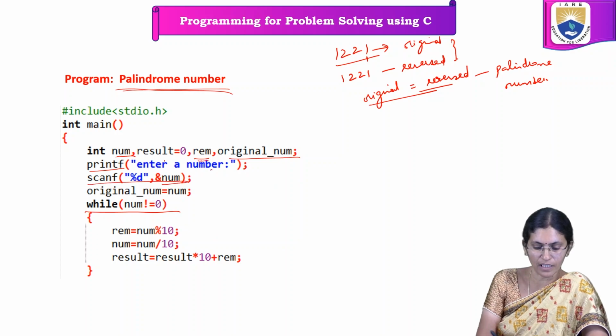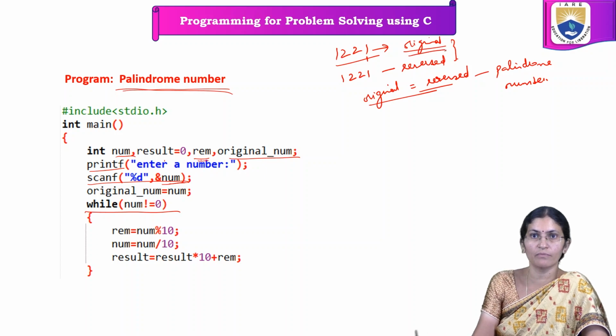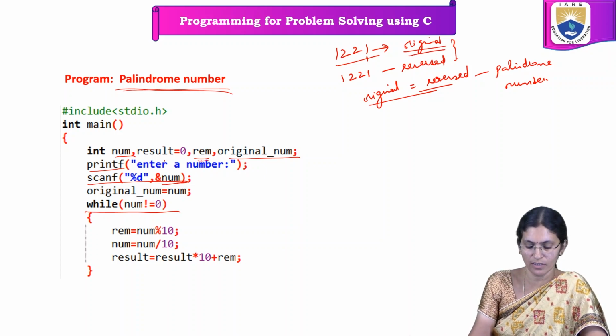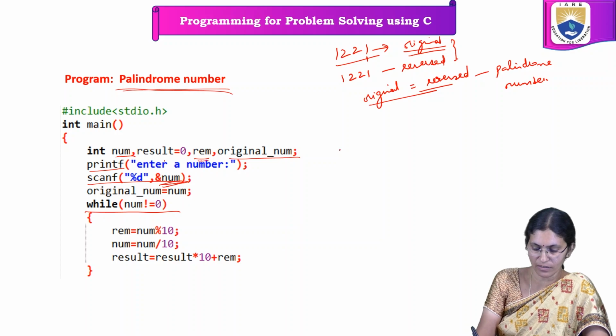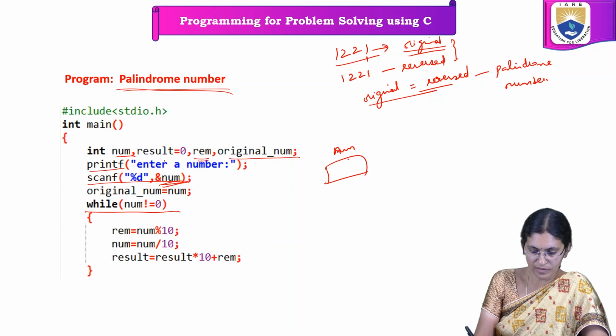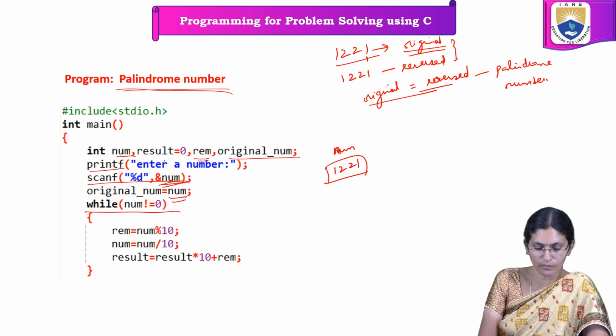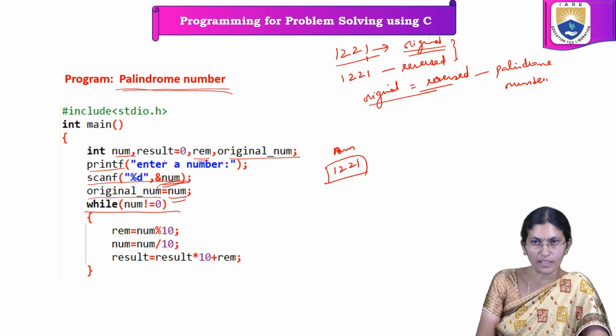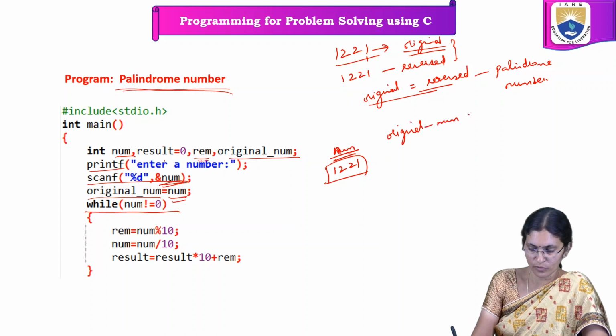In the scanf, the value of num, that is the original number which you want to check, is taken by the variable num. That number is stored in the variable num. Suppose we enter 1221. So num value is 1221. Now we have taken one more integer variable, original number, and assigned this num value to original num. So this is also equal to 1221.